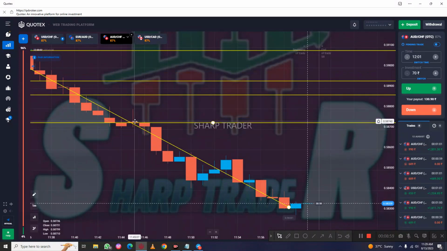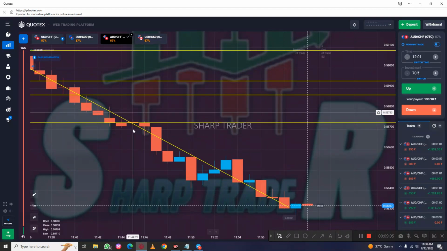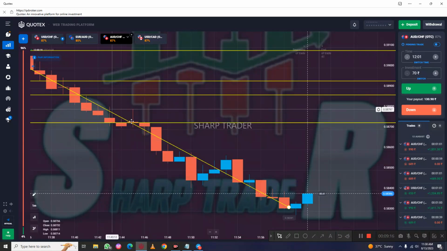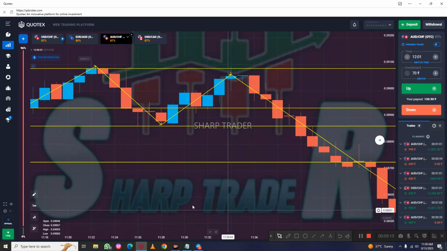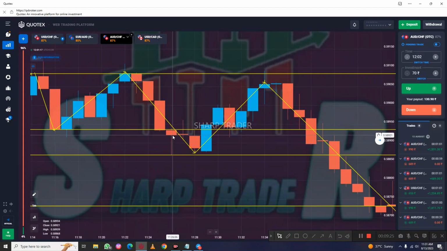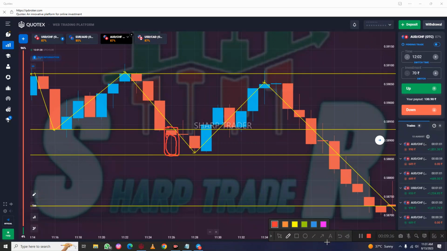As you can see, this wick is above the body. If we get any signal here, let's find a healthy candle, you will not get it. So here, as we can see, this hammer candle has the wick on the downside.